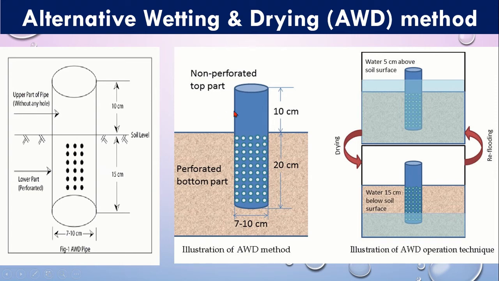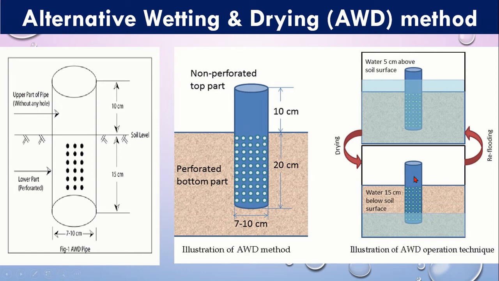This is the soil surface, this is the upper part 10 centimeter, and this is the 20 centimeter underneath the soil, and the diameter will be 7 to 10 centimeter. Here are the holes, and when you flood the field, you have to fill up to the level 5 centimeter above the soil surface. And when the water goes down to 15 centimeter, because we know this pipe is 20 centimeter underground, when you see the water level 15 centimeter below the soil surface, at that time you have to apply water again. This method is called alternate wetting and drying.